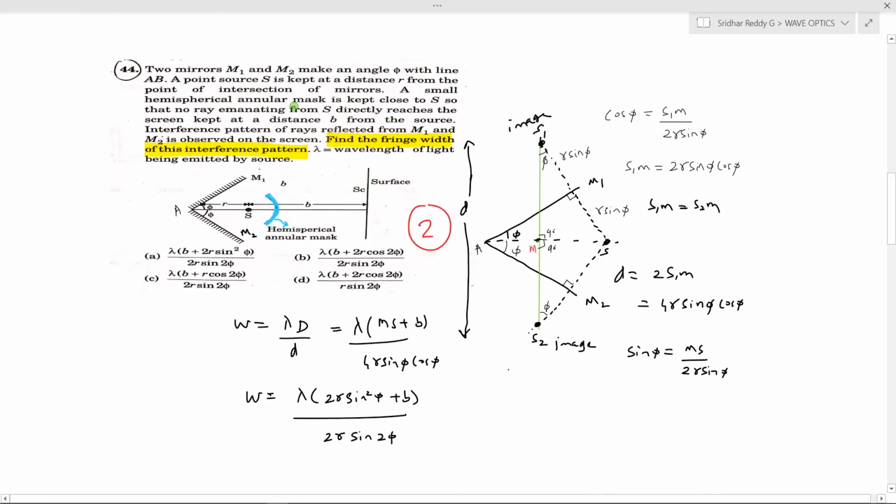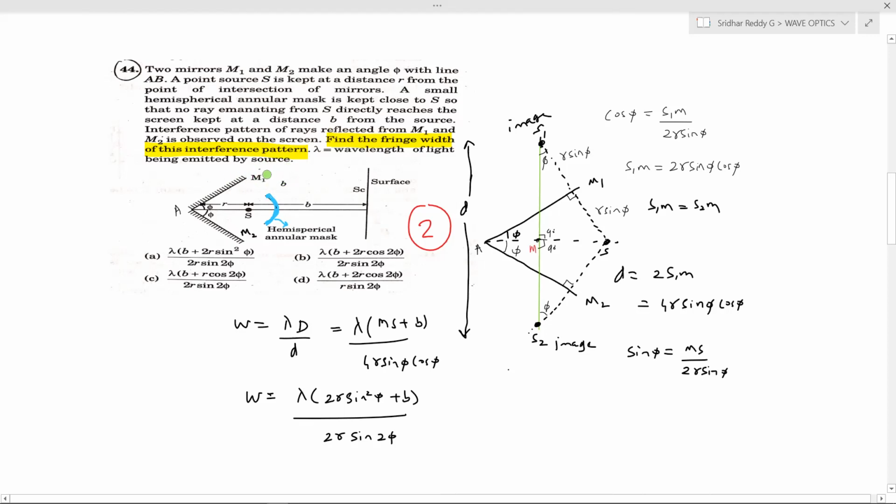There's a condition. A small hemispherical annular mask is kept close to S so that no ray emanating from S directly reaches the screen kept at a distance B from the source. Interference pattern of rays reflected from M1, M2 is observed on the screen. Find the fringe width of this interference pattern.